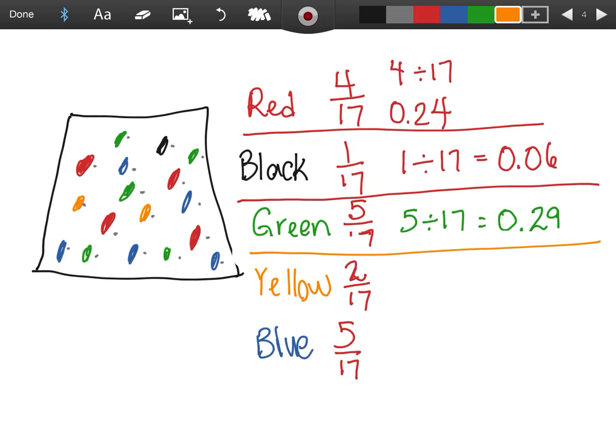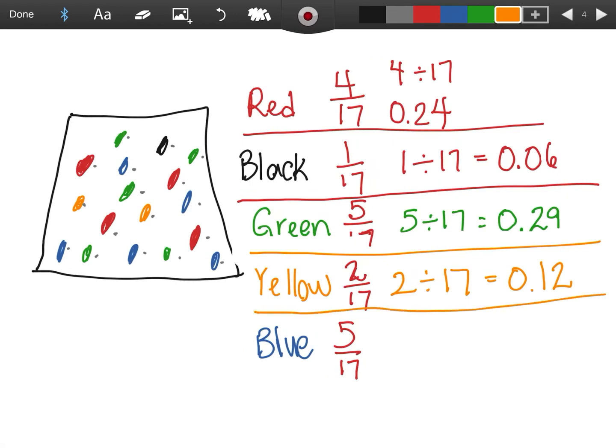Whew. We'll do 2 divided by 17, which gives me another nice long decimal. I don't think we're going to have any nice ones, which is 0.117. So this is bigger than 5, so we're going to round up. So this is 0.12.